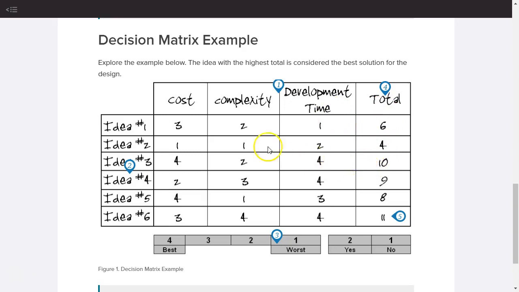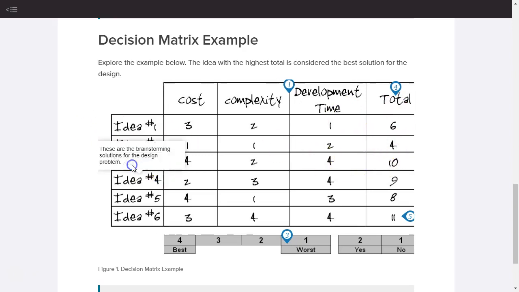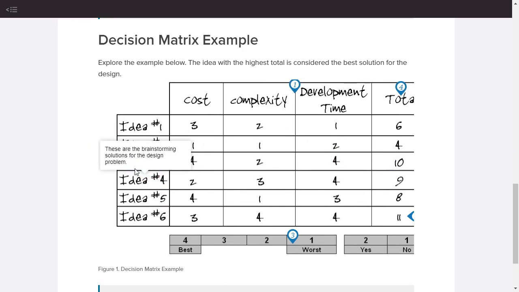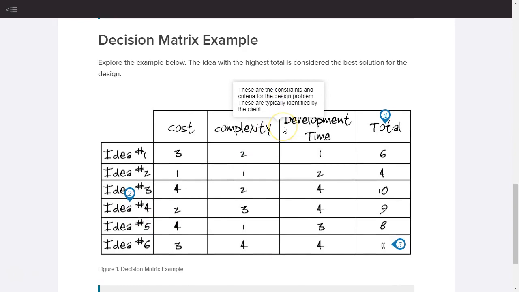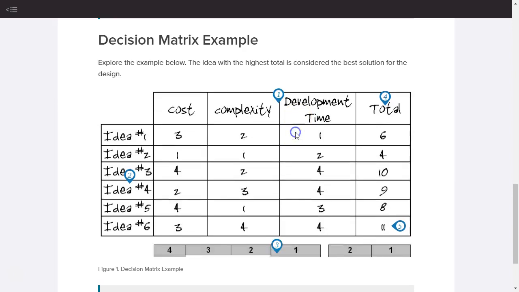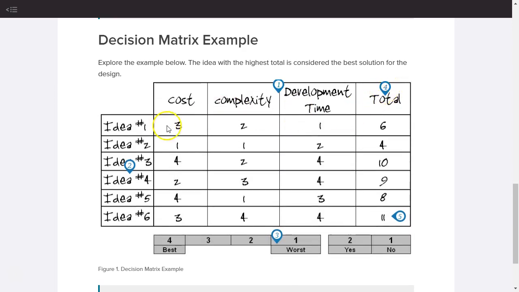Okay, so let's look at what the little bubbles say. These are from your brainstorming sessions. And then these are usually from the design brief, and they can also be other things that you guys think about, because you're going to have to produce this solution, right? So the development time might be something that's not part of your criteria, but is something that's important for actually producing your prototype. Totals, you just add them up all the way across and give each one a score.